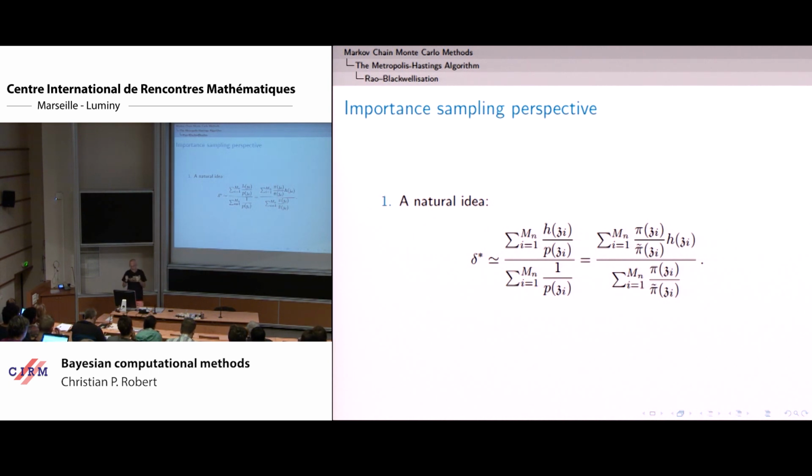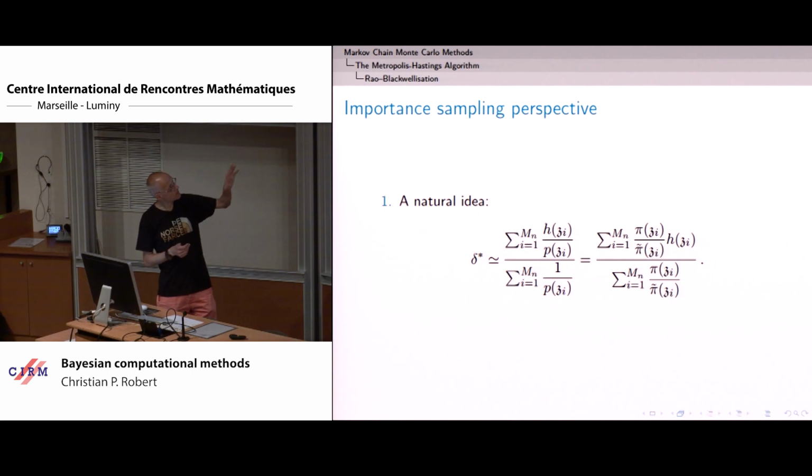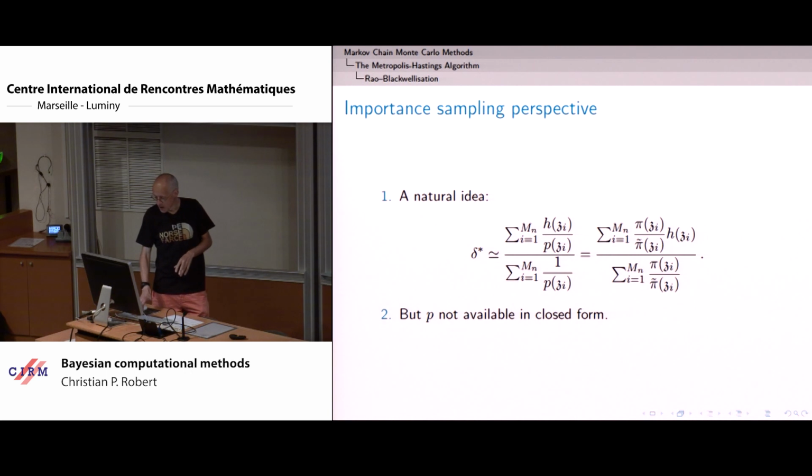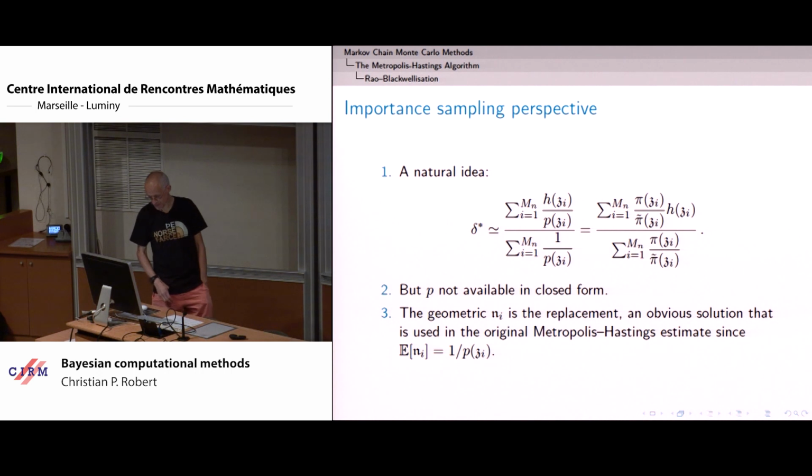And because you may be missing constants, you could divide instead by the average of the 1 over p of the z_i's. Or again, it can be written as pi, the target, over pi tilde, which is the actual distribution of the z_i's. But there is a caveat in this idea, which is that p is almost never available. And if it was available, you could as well compute the integral of interest. So that's not working. And the n_i's are the first idea to evaluate the 1 over p of the z_i. So we are back to stage 1.